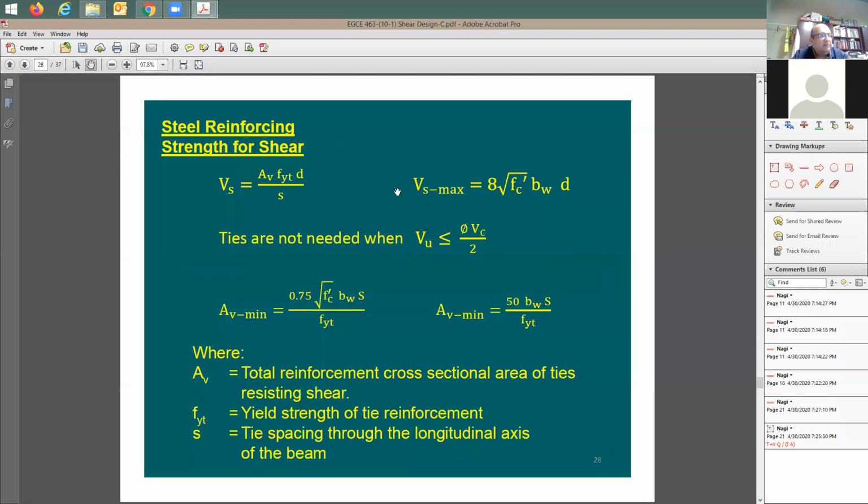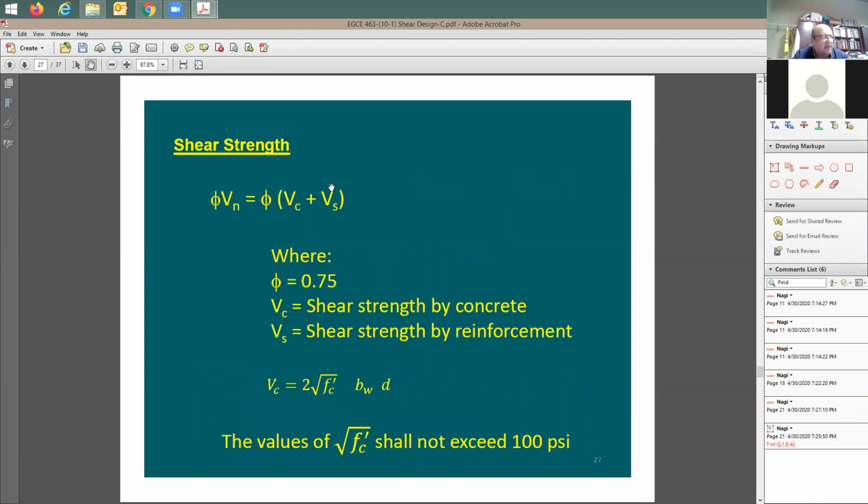According to the code, the maximum steel strength contribution to shear is going to be equal to 8 square root of f prime c, which means for any given section, you're going to have a maximum of 8 coming from the steel and 2 coming from the concrete. You have a maximum of 10 square root of f prime c when it comes to the shear strength for a concrete beam. Once you go above 10, you cannot really use the concrete beam anymore with the given dimensions. In this case, you need to change these dimensions, which means maybe you'd like to increase the width or increase the depth of the concrete beam.